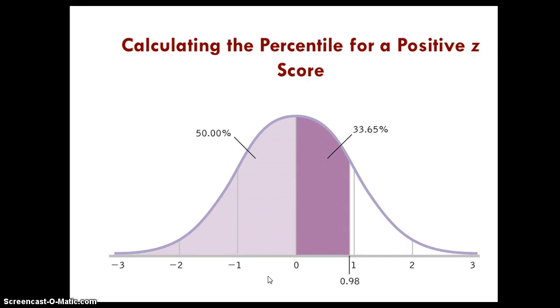Here's an example of getting a percentile for a positive Z-score. If your Z-score is 0.98, you know you have 50% that's below the mean, and then you look at this percentage mean to tail, and if you look it up in that Z table, you'll find it's 33.65%. And we need to add those two together in order to get 83.65% as the percentile for a Z-score of 0.98.